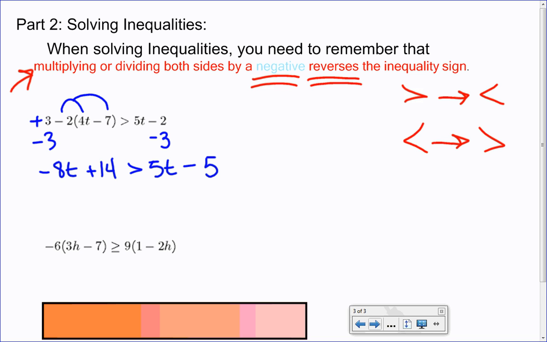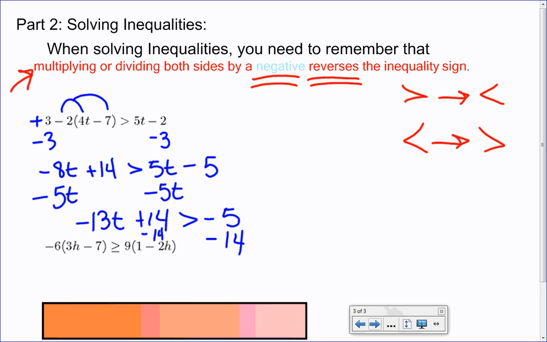So from here, I'm going to leave this t negative just to show you what's going to happen when we divide by a negative. You could, of course, add 8t to this side, but just to show you with the dividing by a negative, I'm going to subtract 5t from the other side. Okay, so we get negative 13t plus 14 is greater than negative 5. We can minus 14. So we have negative 13t is greater than negative 19.